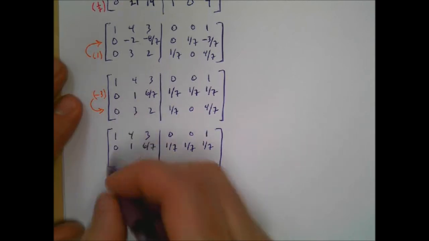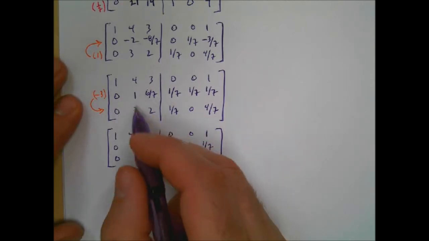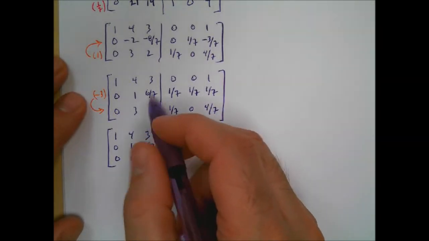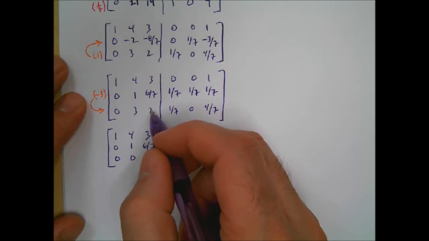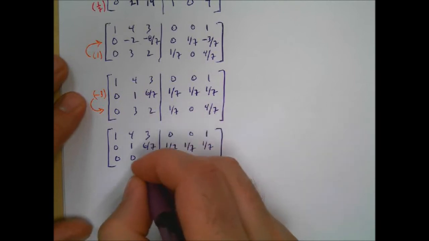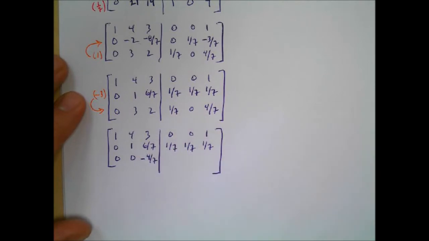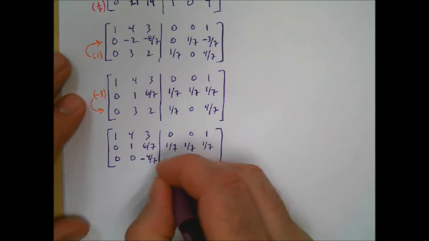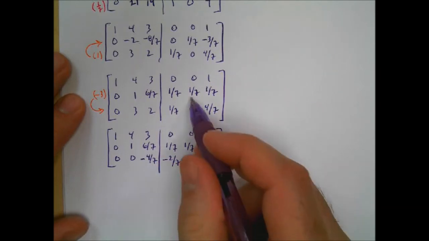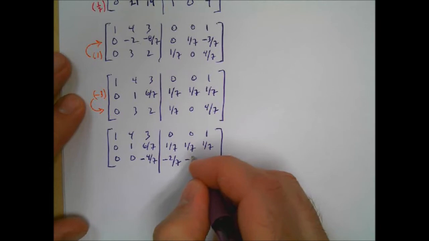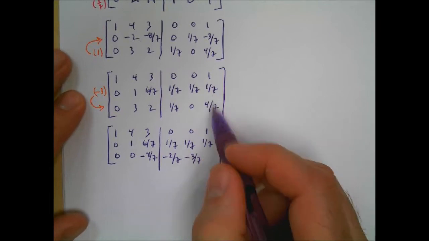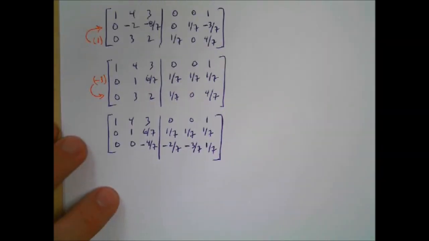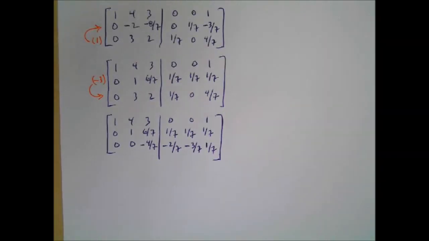Okay, 0 plus 0. Negative 3 plus 3. Negative 18 sevenths plus 14 sevenths. Negative 4 sevenths. Negative 3 sevenths plus 1 seventh, negative 2 sevenths. Negative 3 sevenths plus 0, negative 3 sevenths. Negative 3 sevenths plus 4 sevenths, 1 seventh. Okay, moving on.